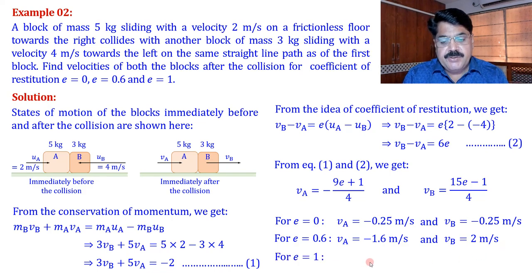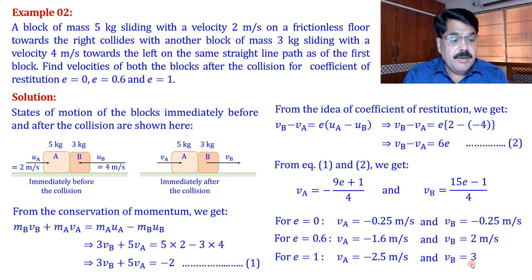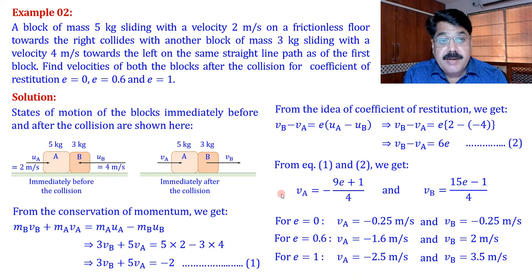Similarly, for E is equal to 1, what we get, VA is equal to minus 2.5 and VB is equal to 3.5 meter per second. Now let us discuss the next example.